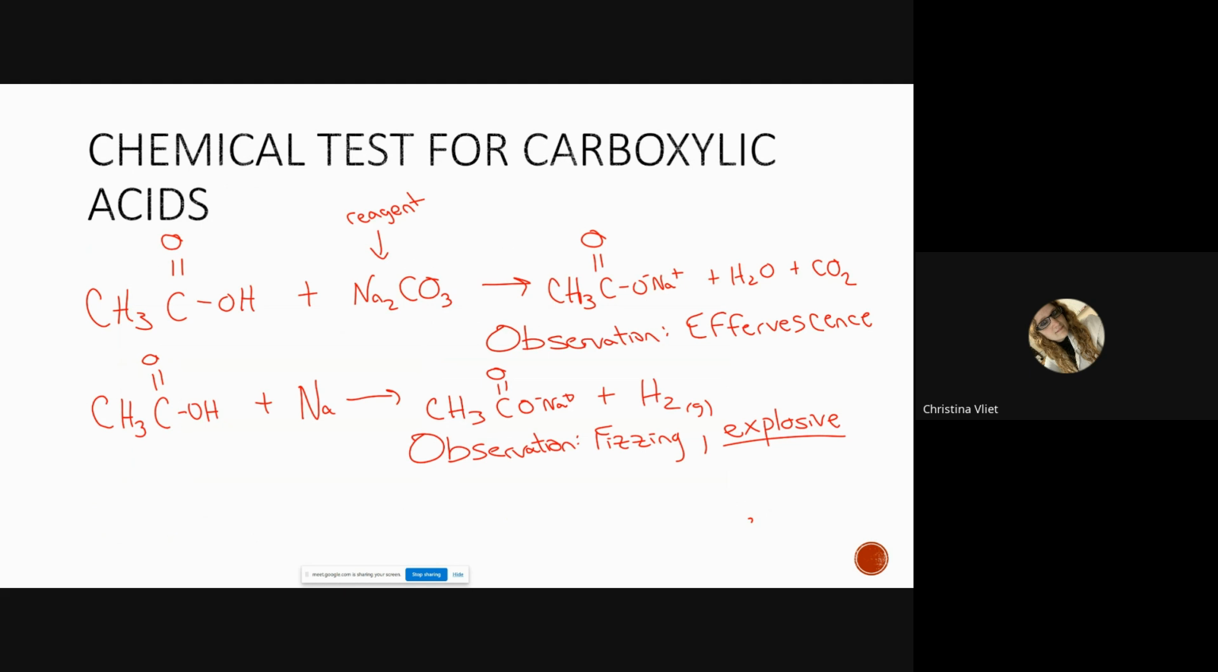Those are your two chemical tests for carboxylic acids. They both give gas, technically. They both give fizzing. So if you add Na to something and it doesn't do that, it's not a carboxylic acid, right?